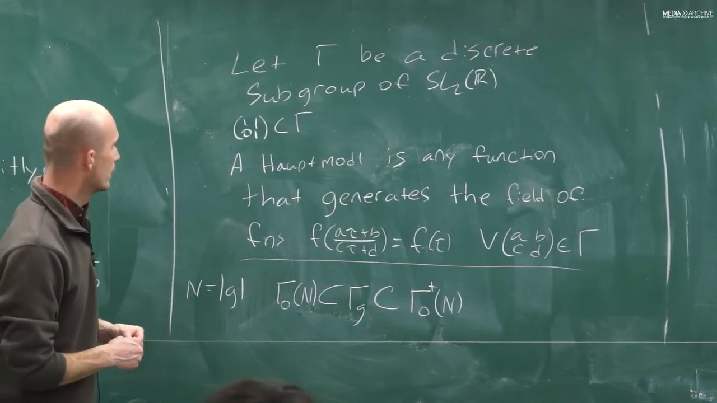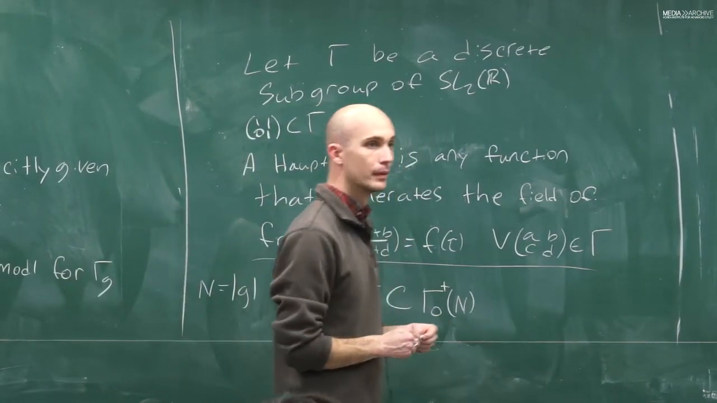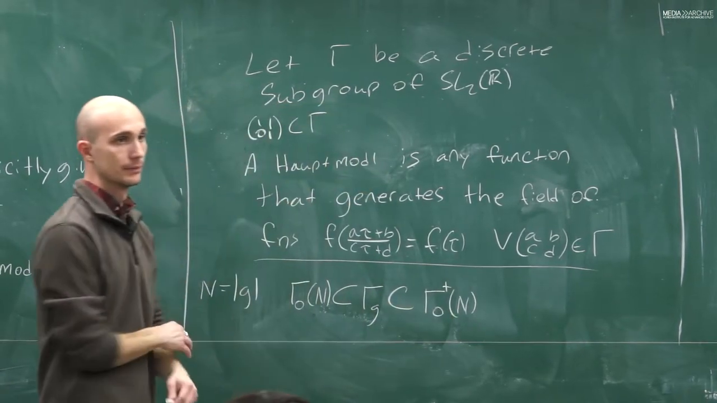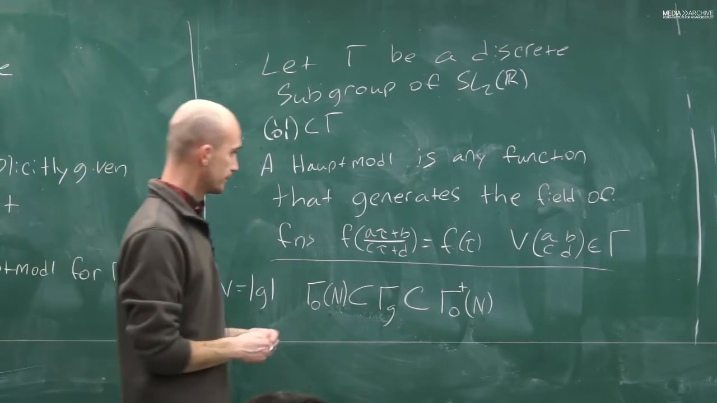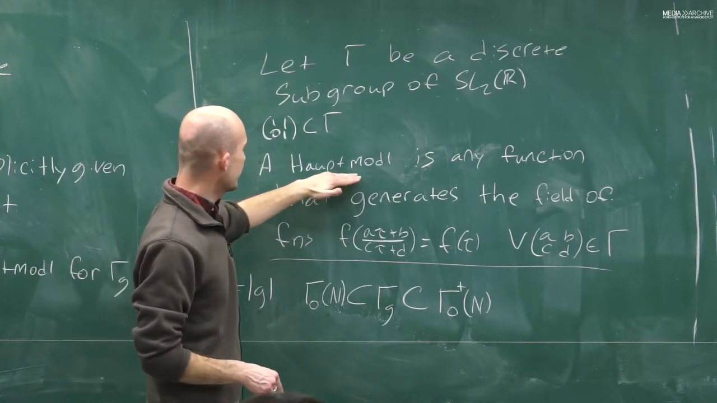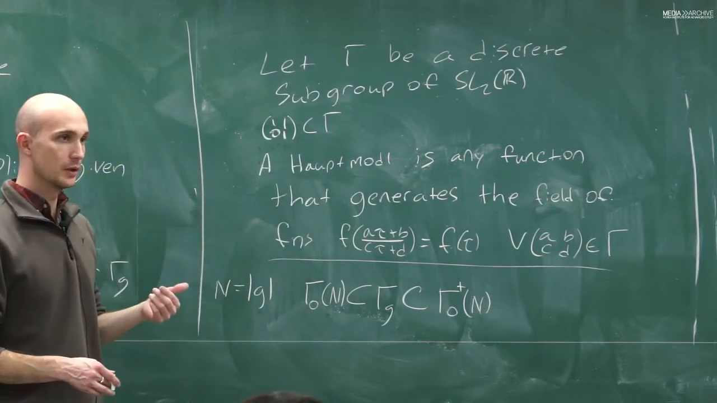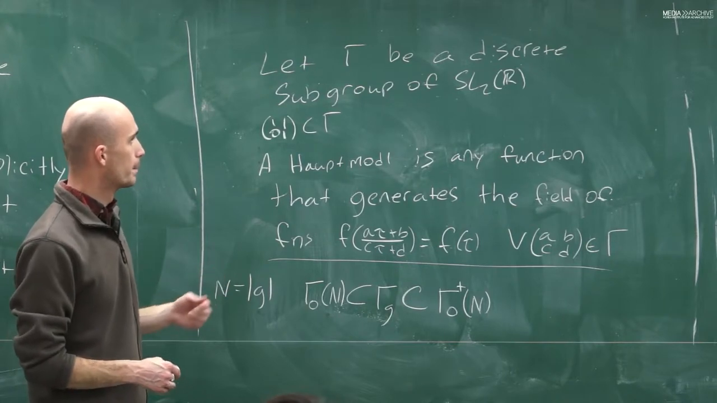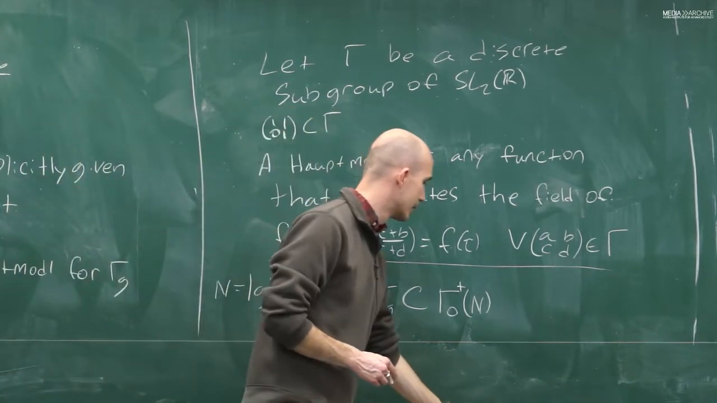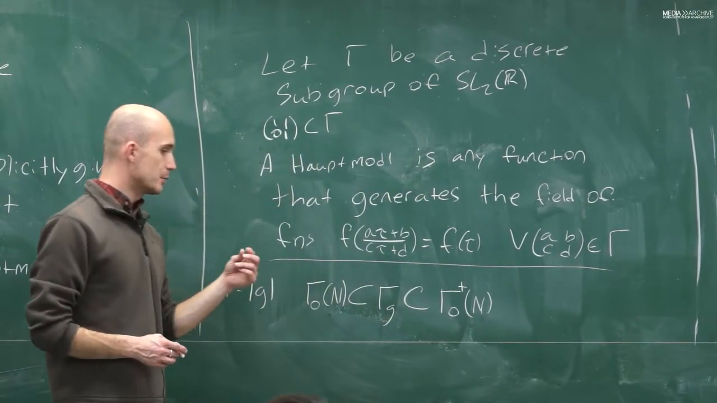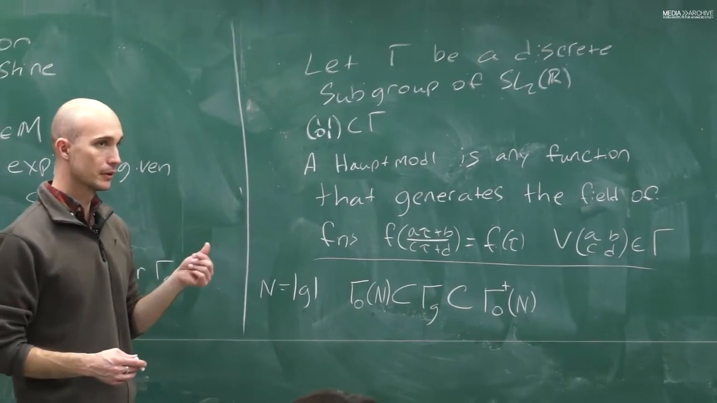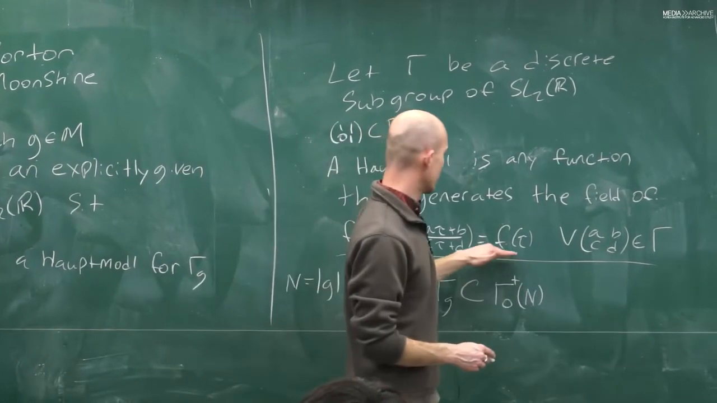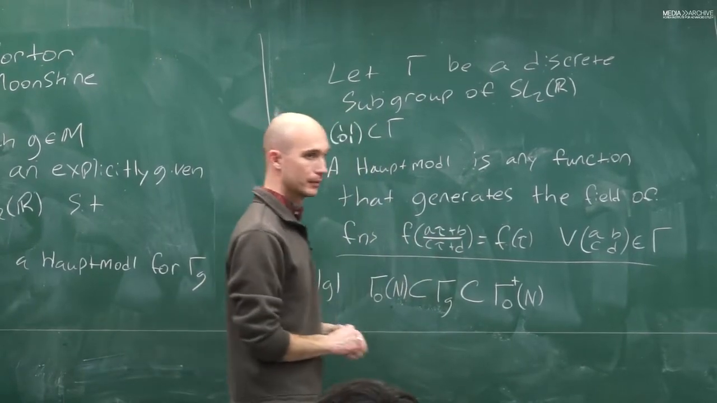So, this is the normalizer of gamma naught of n within SL2R. The definition I've given for a Haupt module is not necessarily unique, but it will be unique up to the location of the pole and then also a constant term. When they say the Haupt module, we're going to assume that the pole is at infinity.